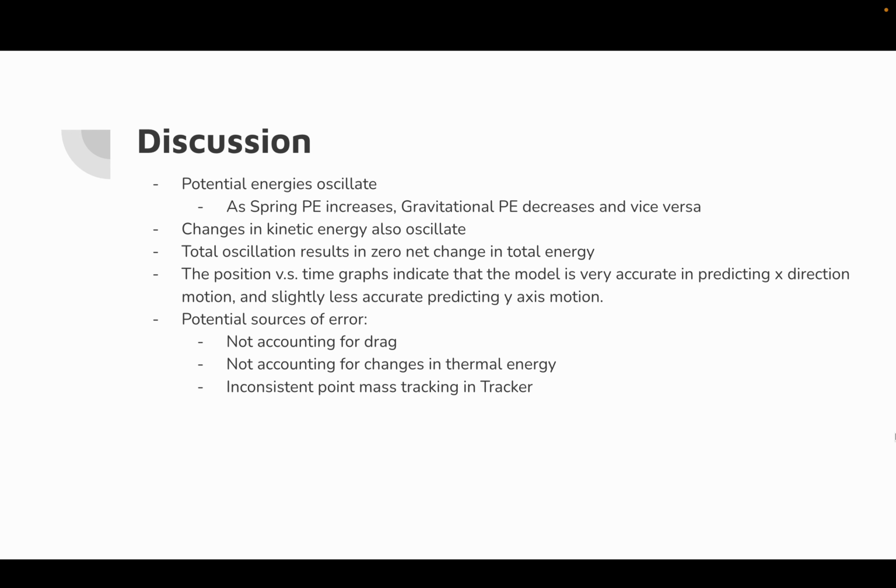Looking at the energy plots, the potential energies oscillate as expected. When the spring is most stretched, spring potential energy is high and the gravitational potential energy is lower. As the mass rises, gravitational potential energy increases while spring potential energy decreases. Kinetic energy rises when the mass passes through the lowest point and falls near the turning points. When we add kinetic, gravitational, and spring energy, the total energy shows zero net change across the time. The position versus time graphs also indicate that the model is very accurate for X and slightly less accurate for Y, which matches what we see in the overlays.